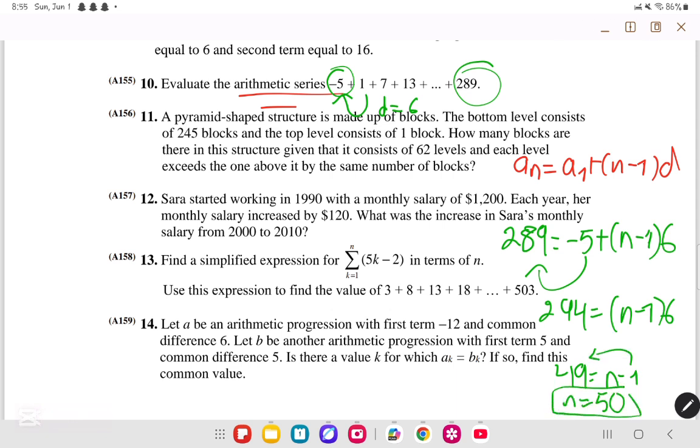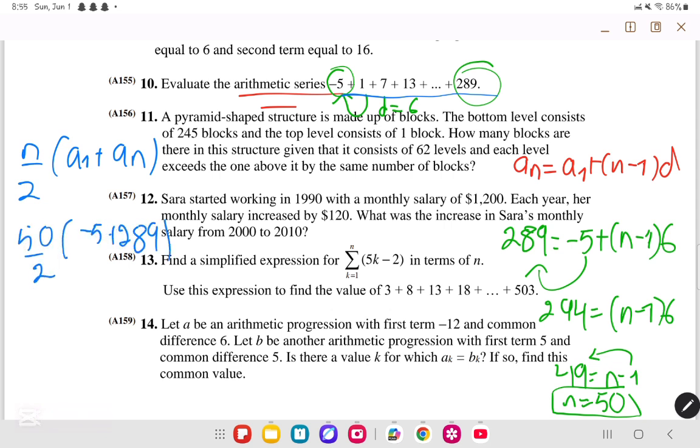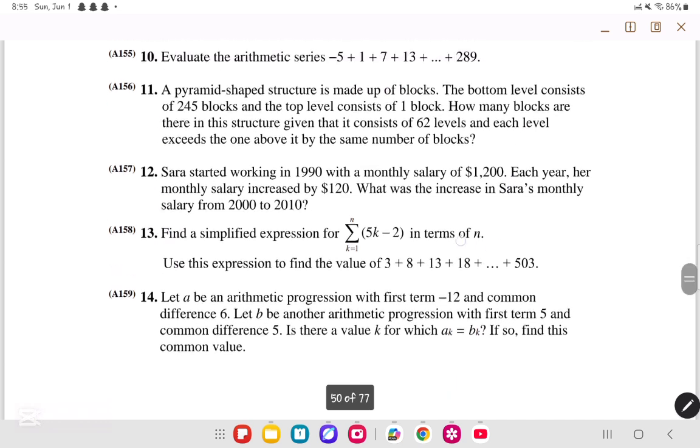Okay? Now to find the sum, you'll apply the equation n over 2 times a1 plus an, because as you can see, this is the sum. So it's going to be 50 over 2 times a1, which is minus 5, plus an, which is 289. Okay? So you will put it on the calculator and get an answer of 7,100.